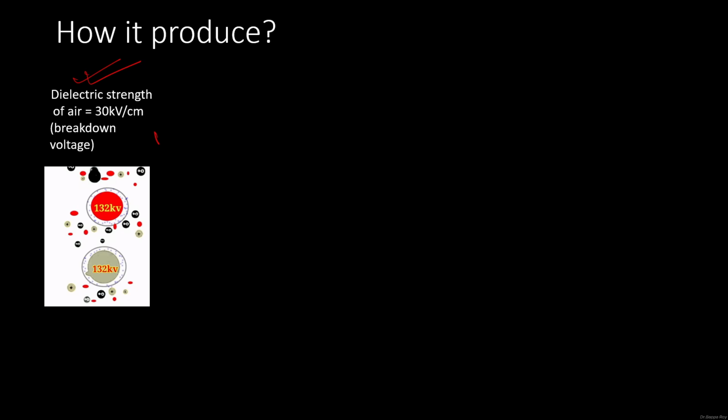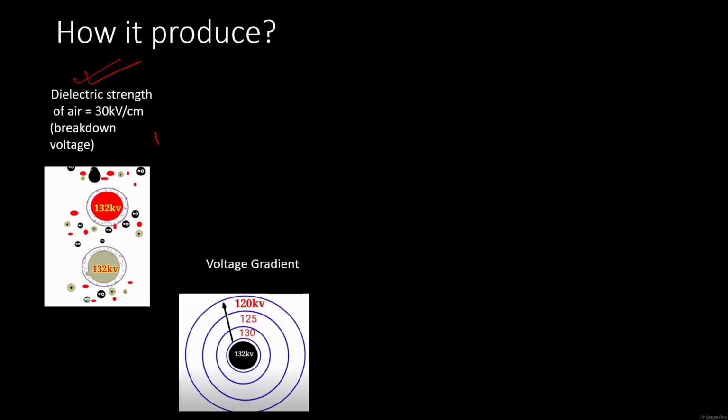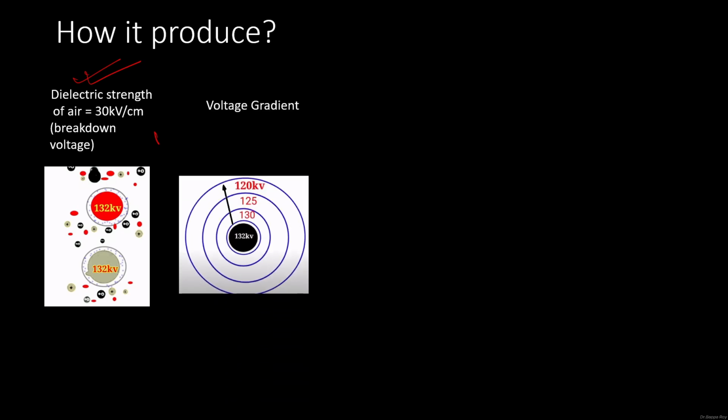That means if the voltage in the air is 30 kilovolt, then current will start flowing through it, or the air will start ionizing. Ionizing means positive and negative ions form. And one more thing we must know for corona is the voltage gradient.